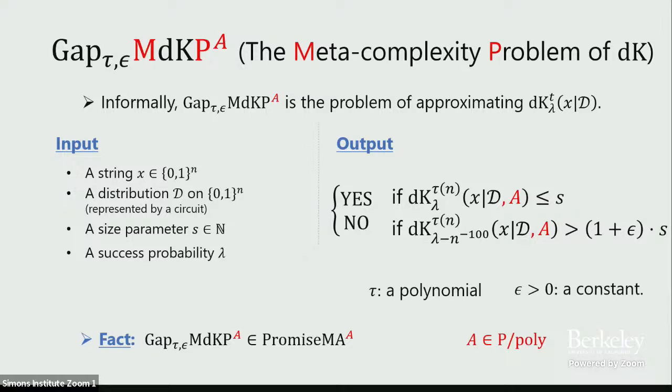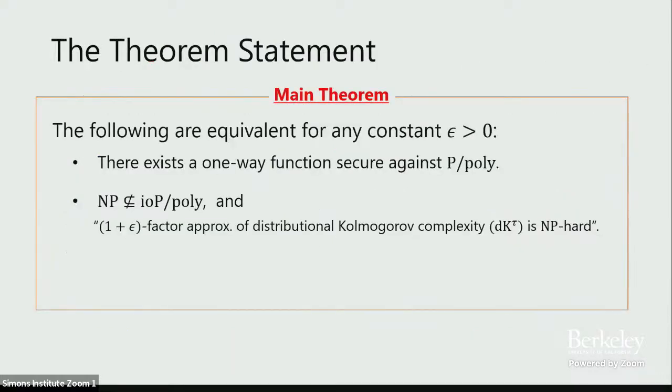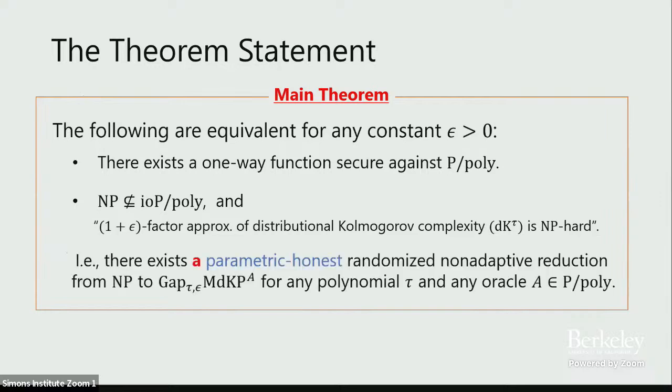So it's either you're not getting A or you're getting A. No, in the reduction we don't have access to A. Okay, let me state the formal statement of main zero. We can prove the following equivalence for any constant. The first statement says that there is a one-way function secure against P/poly search. And the second statement is that NP is hard in the worst case, and 1 plus epsilon factor approximation of distributional complexity is NP-hard. Let me state it more formally.